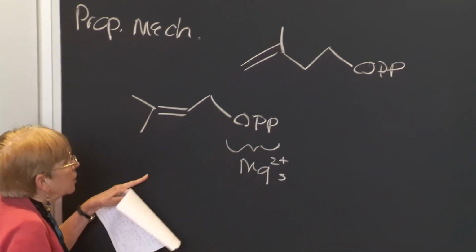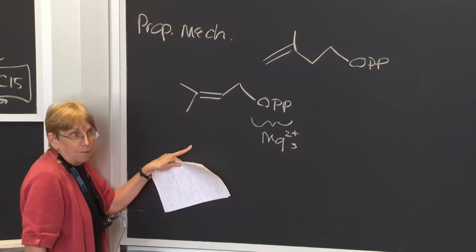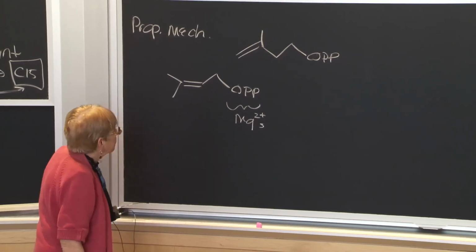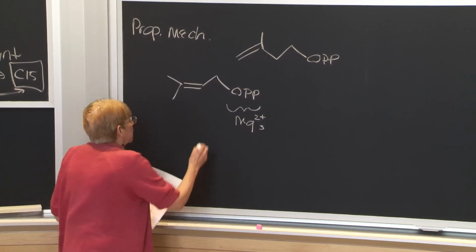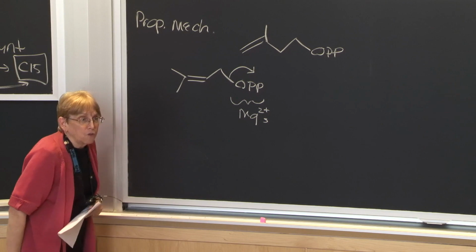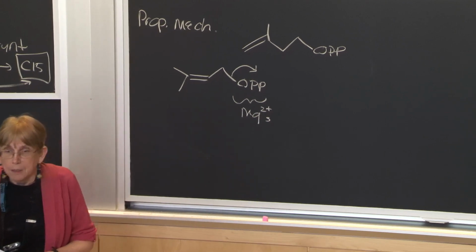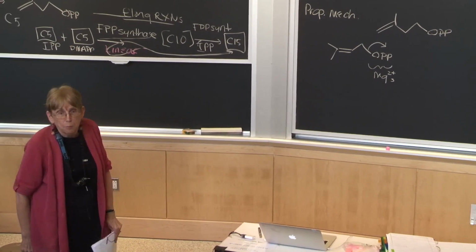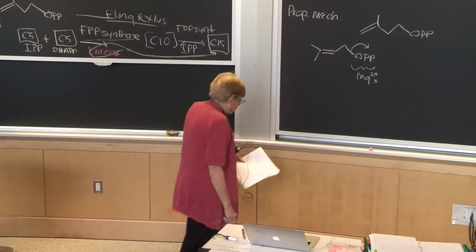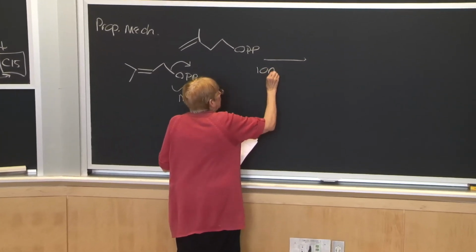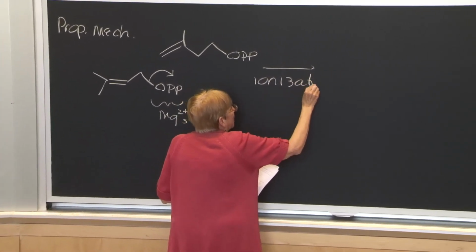Okay, so here's dimethylallyl pyrophosphate. Here's isopentenyl pyrophosphate, the two guys we were after. And the first step in all of these reactions is ionization. Okay, so this is an unusual reaction in biochemistry. There are almost no examples of carbocations in biological transformations. This is one of the few places where you see this. So this is the ionization step.